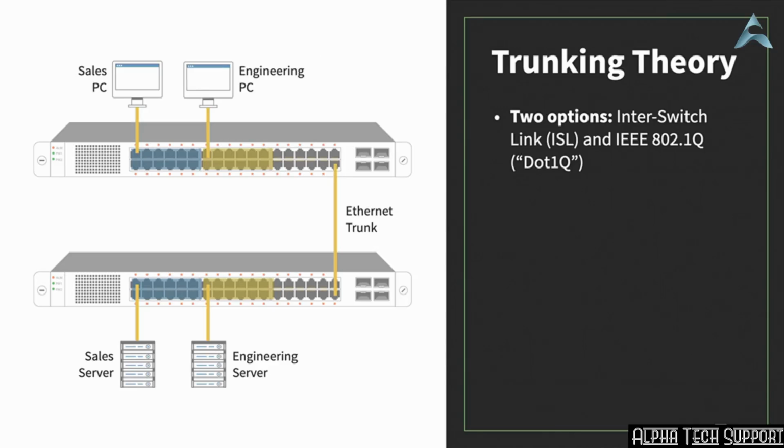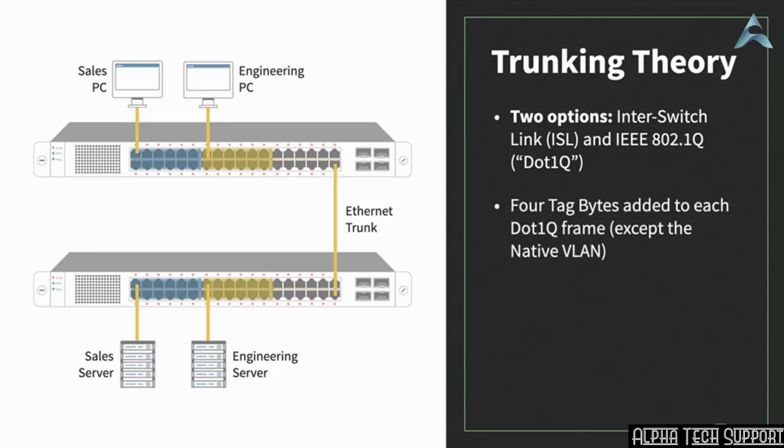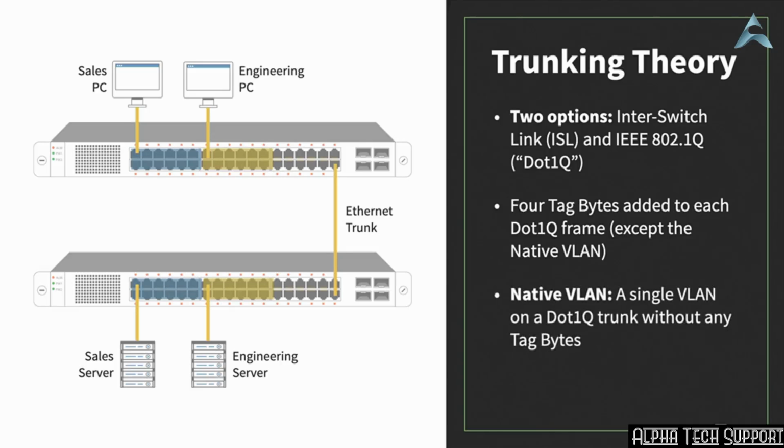With a .1q trunk, the way an Ethernet frame is identified as belonging to a particular VLAN is we add 4 bytes to that layer 2 header, and one of the fields inside of those 4 bytes says that you belong to this specific VLAN. There is one exception to that, however. There's a special VLAN called the native VLAN. That is the one and only one VLAN on an Ethernet trunk that does not get tagged.